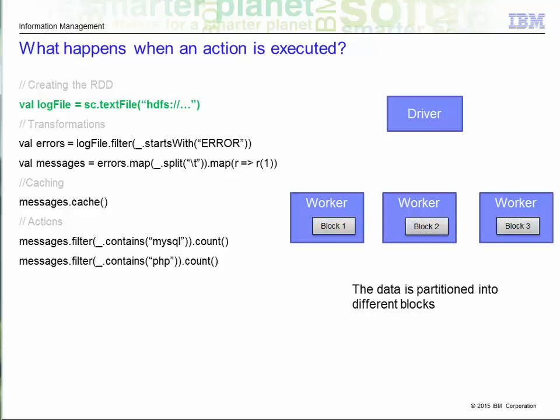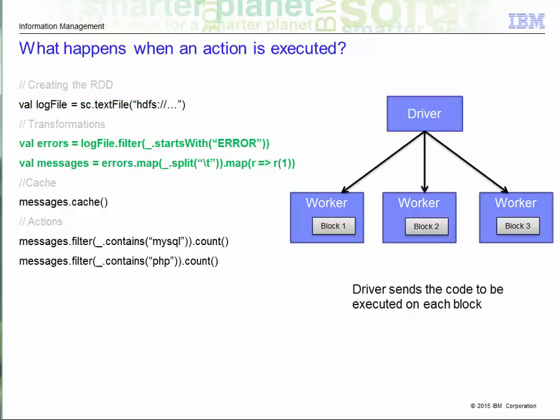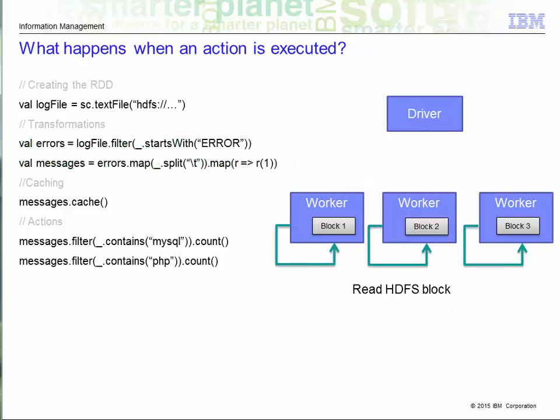Now let's walk through each of the steps. The first thing that happens when you load in the text file is the data is partitioned into different blocks across the cluster. Then the driver sends the code to be executed on each block. In the example, it would be the various transformations and actions that would be sent out to the workers. Actually, it is the executors on each worker that are going to be performing the work on each block. You will see a bit more on executors in a later lesson. Then the executors read the HDFS blocks to prepare the data for operations in parallel.